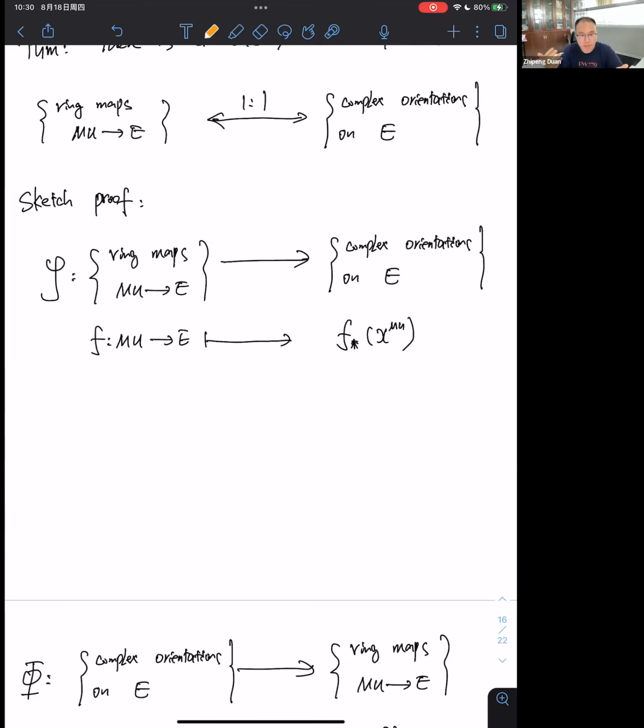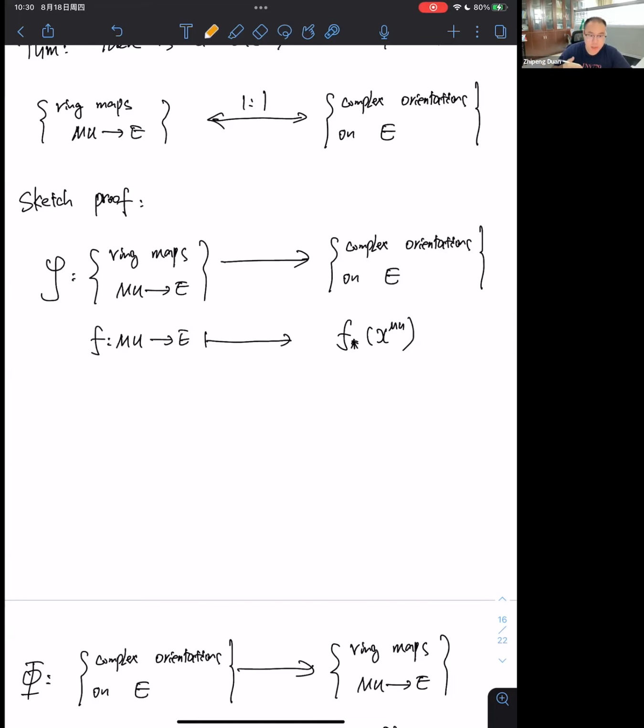So the first direction map is phi. It's from the set of ring maps to the set of complex orientations on E. It will assign a ring map f from MU to E to the pushforward f star of x_MU. You apply this ring map to push forward the complex orientation on MU to give a class in E cohomology of CP infinity, and we claim this class is actually a complex orientation.